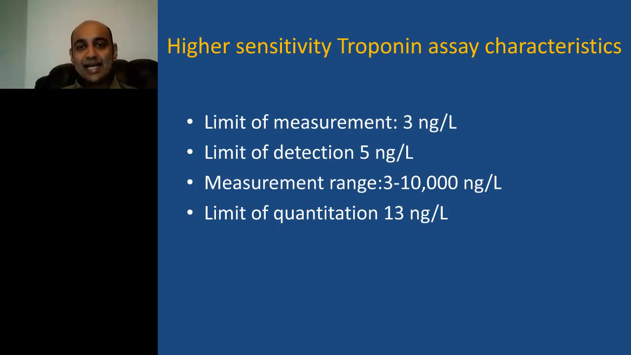So a few assay characteristics that are useful. The limit of measurement is about 3 nanograms per liter for the higher sensitivity assay. The limit of detection is 5. The measurement range is 3 to 10,000, and the limit of quantitation is 13 nanograms per liter. All of these just basically are assay characteristics wherein your reliability is increased, etc.